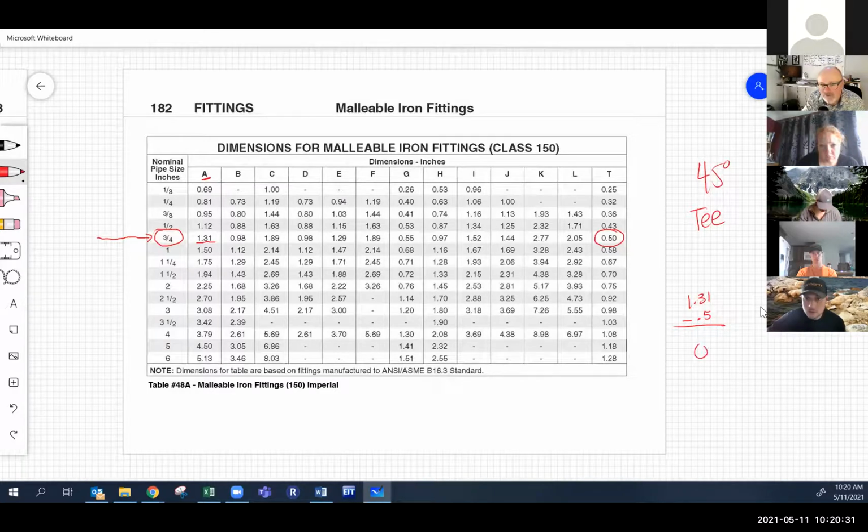So we have to take off 0.81 inches off of the T to get the end measurement. Now I need a 45. I need the fitting allowance for that 45. And it said take B minus T. So the 45 is 0.98 minus 0.5, which is equal to 0.48 of an inch. So that's for the 45. So I'll add these two together.